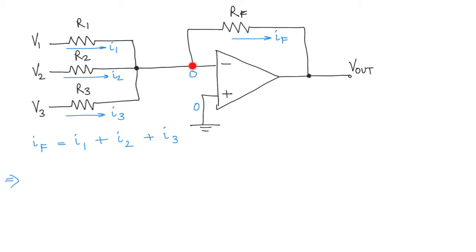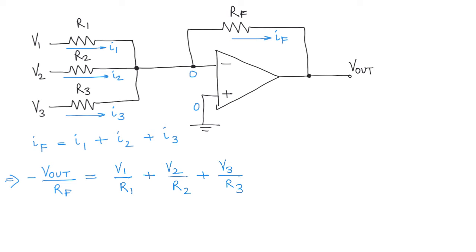It is going to be 0 minus V out divided by RF. So it's basically going to be minus V out over RF. And similarly, the current I1 is going to be V1 minus 0 over R1. So it's basically V1 over R1. And similarly, I2 is going to be V2 over R2. And then I3 is going to be V3 over R3.